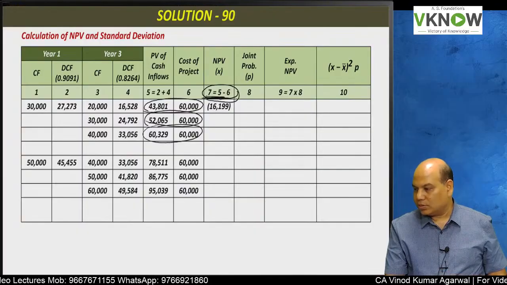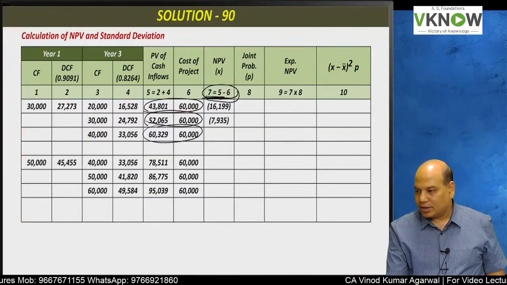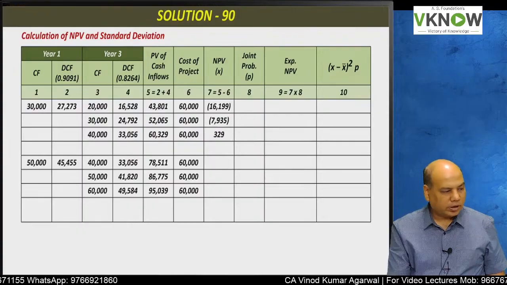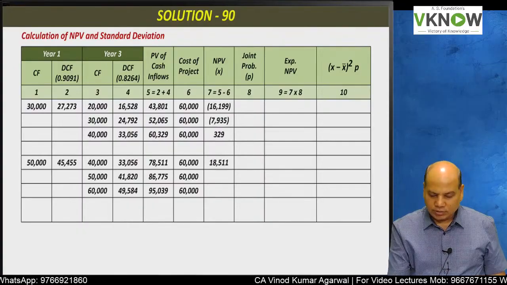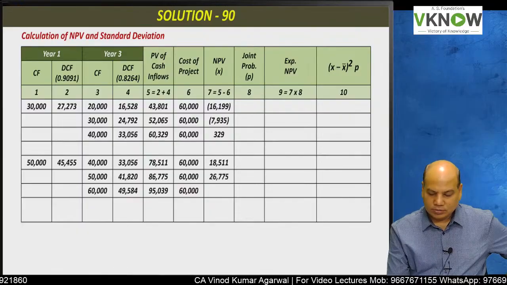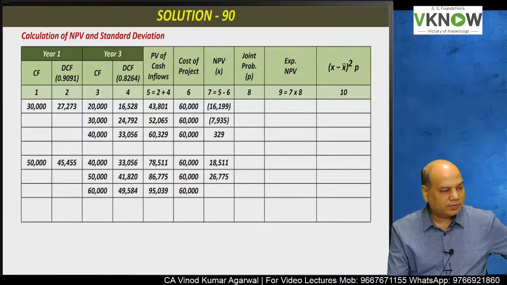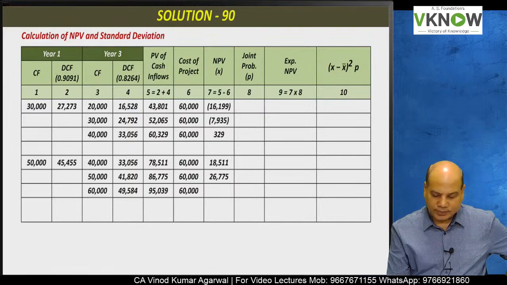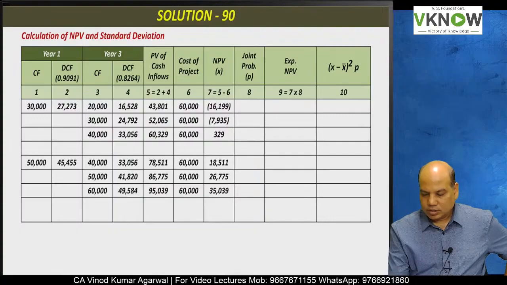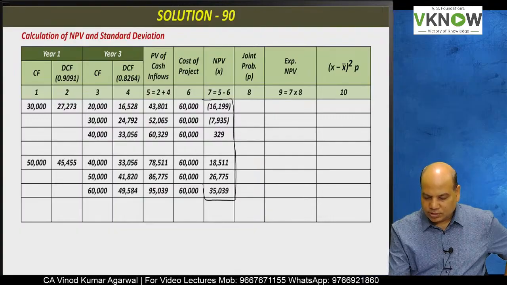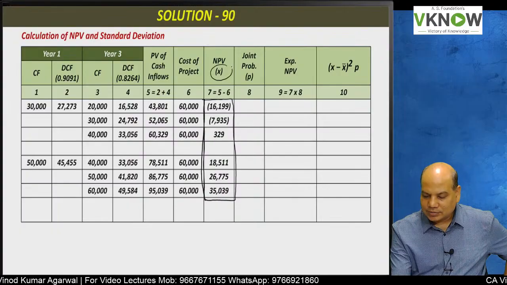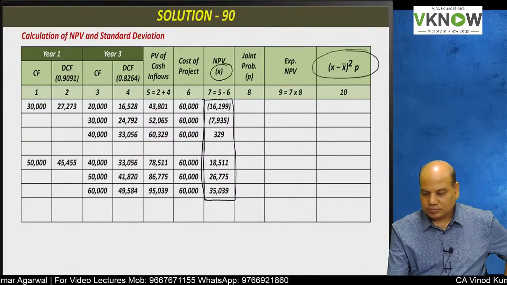16,199, 7,935, 329, 18,511, 26,775, 35,039. Please check whether this column is right. This column we will call X for the standard deviation calculation.